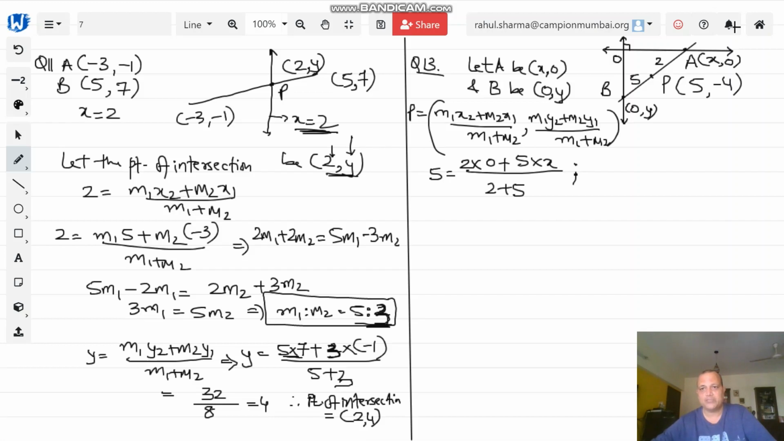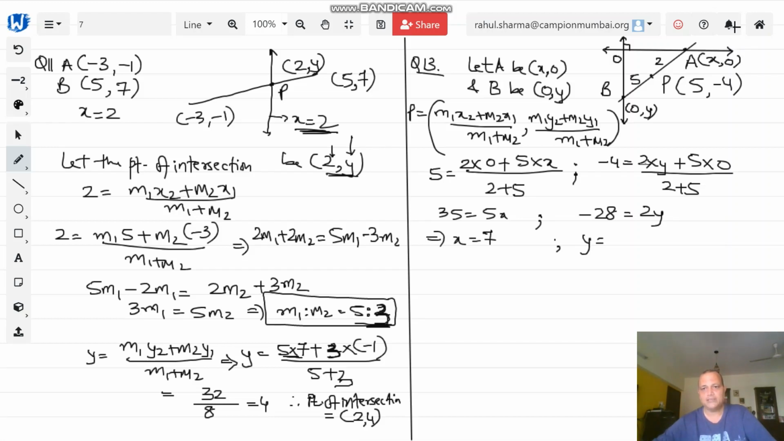And y coordinate, which is -4, will be equal to m1, which is 2, multiplied with y2, which is y, plus m2, which is 5, multiplied with y1, which is 0, upon 2 plus 5. Let's multiply. So this is 7 into 5, 35 is equal to 5x. And this is -4 into 7, that's -28 is equal to 2y, which means x is equal to 7 and y is equal to -14.